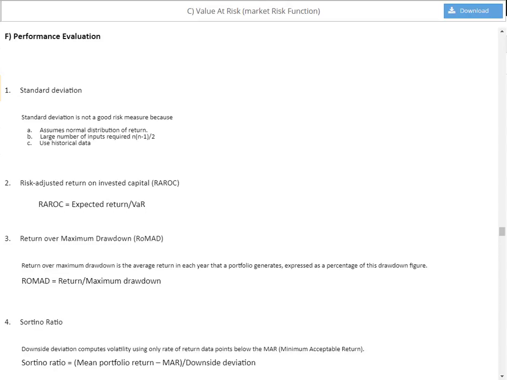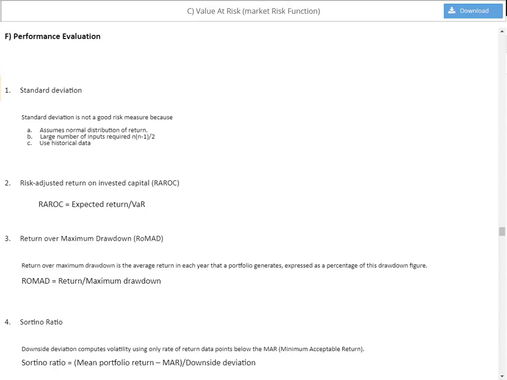Risk adjusted return on invested capital, it's also called RAROC, and it's a simple formula: expected return divided by VAR. So you just plug in these numbers and you should be able to calculate these values. Same holds true for ROMAD, return over maximum drawdown. It's the average return in each year that a portfolio generates, expressed as a percentage of this drawdown figure. So it's return divided by maximum drawdown.